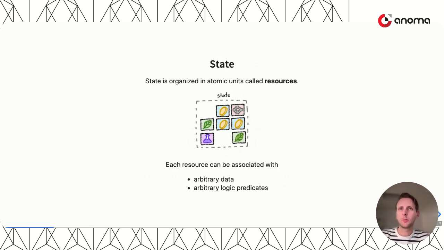The state model behind Anoma is quite unique. Anoma organizes state in atomic units called resources. Below you see a graphic of a state space where two slots are empty and the other ones are populated by objects that are resources. In this case, there are 3 coins, 2 leaves, a potion, and a gear resource. All these resources can contain arbitrary data and are associated with arbitrary logic predicates that describe their behavior. So a coin or a token behaves differently than a leaf resource.